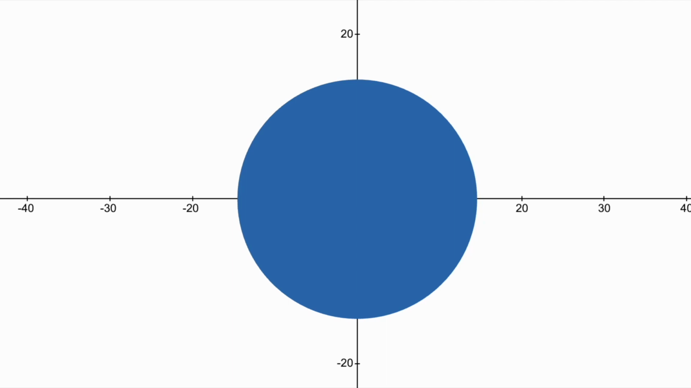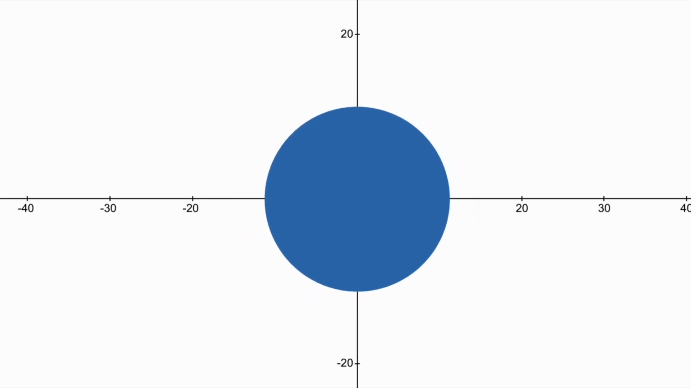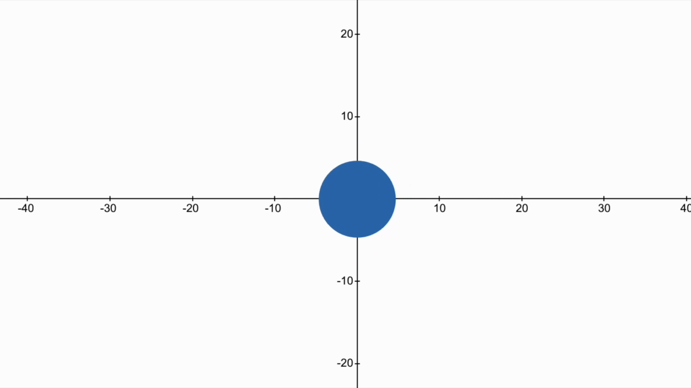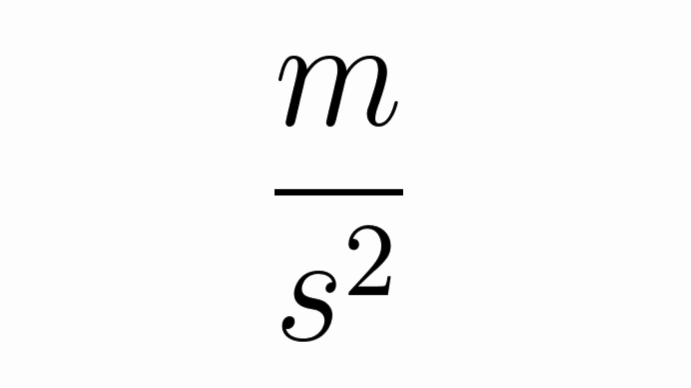In physics, the second derivative represents acceleration. How fast is the particle getting faster? How fast is its velocity changing? This is given in meters per second per second, which is usually shortened to meters per second squared.